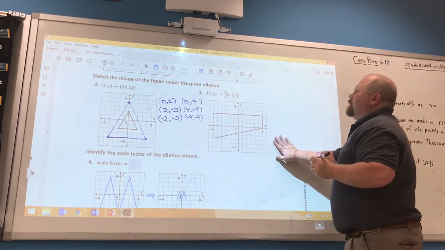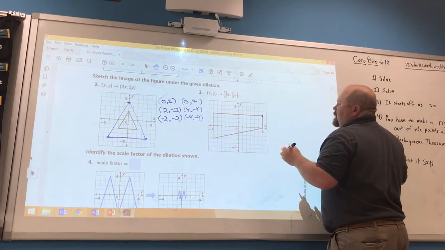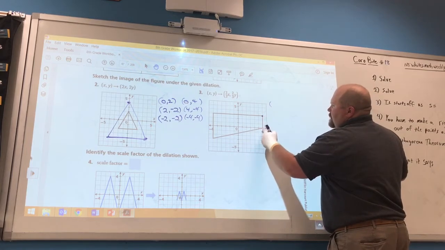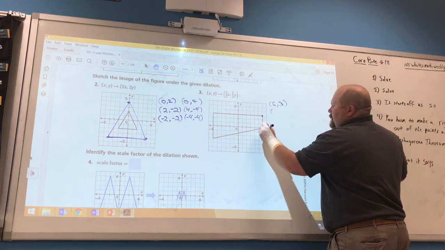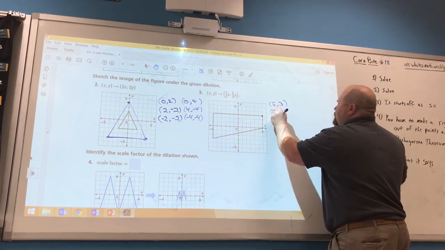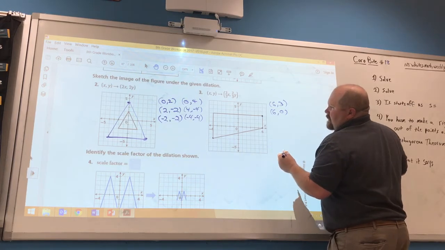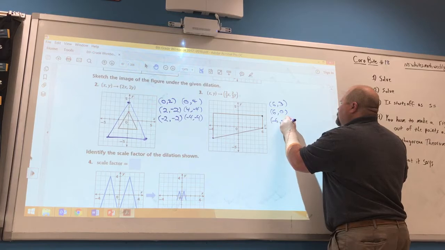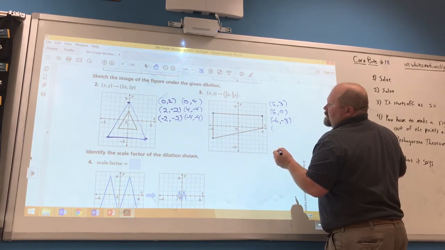All right, number 3, same thing. I need to find the original coordinates. So I'm going to start here at this point, and I'm going to find the original coordinates. That is 6, 3. Next one, I'll go here. That'll be 6, 0. Lower left. That will be negative 6, negative 3. And upper left will be negative 6, 3.